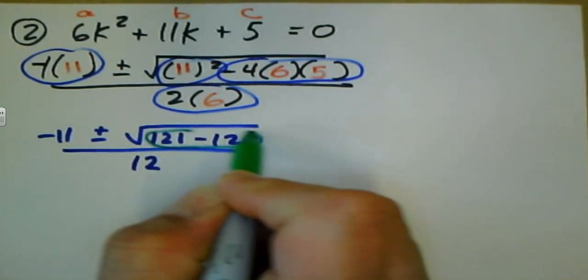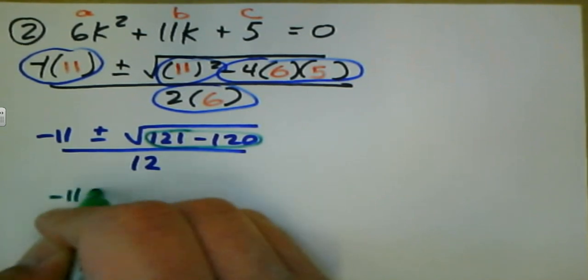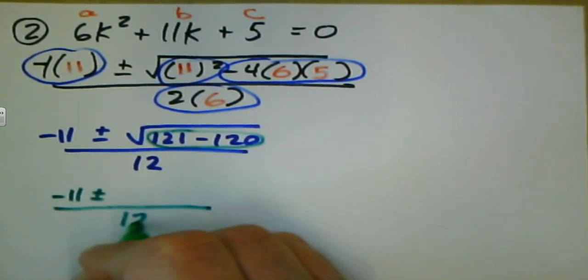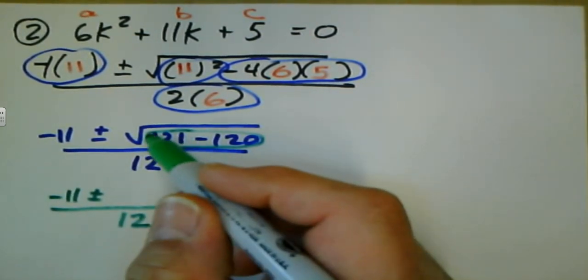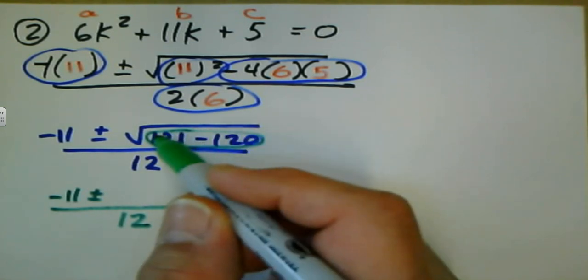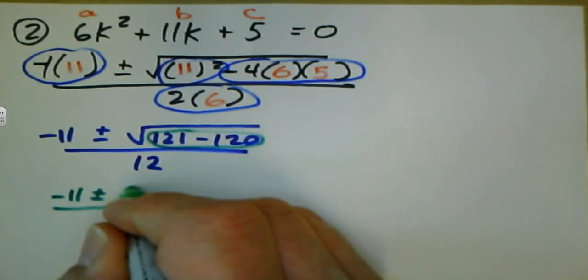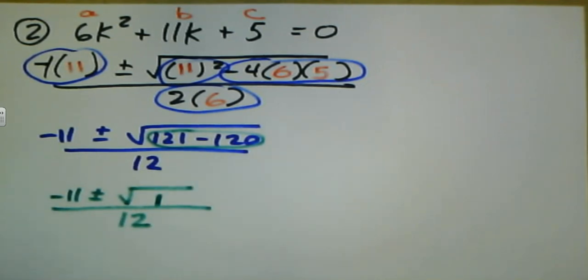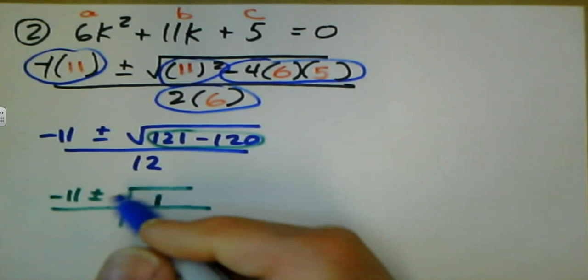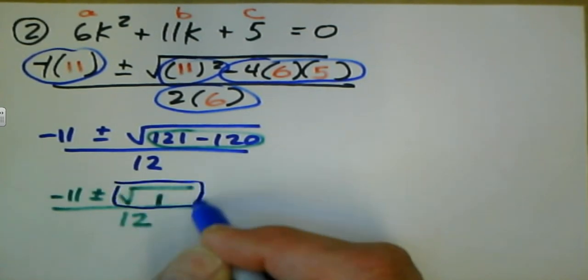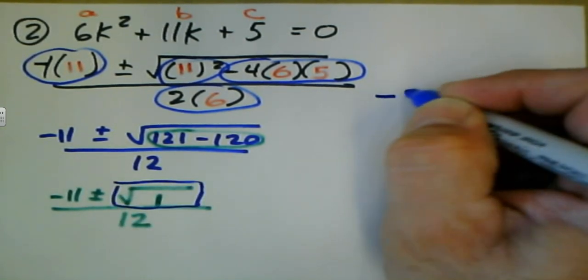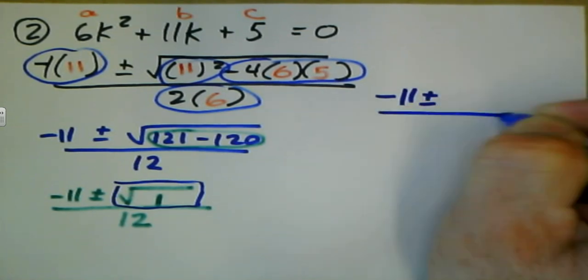All we can do is the inside, right? Negative 11, the plus minus, the division sign, and then 121 minus 120 is just 1. Then we do the entire thing, right? The square root of 1. And what is the square root of 1? Yeah, it's just 1.